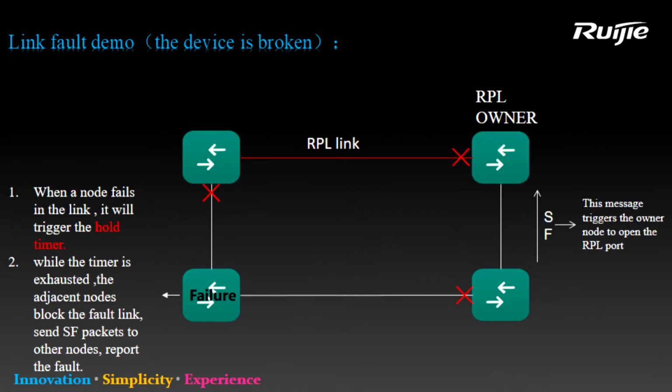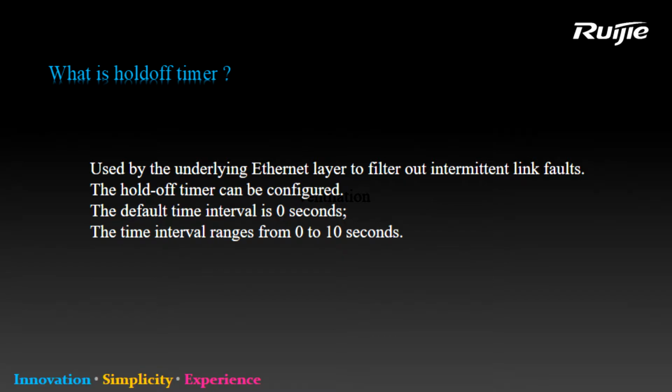Then, if there is one link in the topology that is broken, it will trigger the hold-off timer. At this time, let us see what a hold-off timer is. The hold-off timer is used to filter out intermittent link faults. For example, the quality of some cables may not be very good. Sometimes it's fine, sometimes it's faulty. This will cause network flapping.